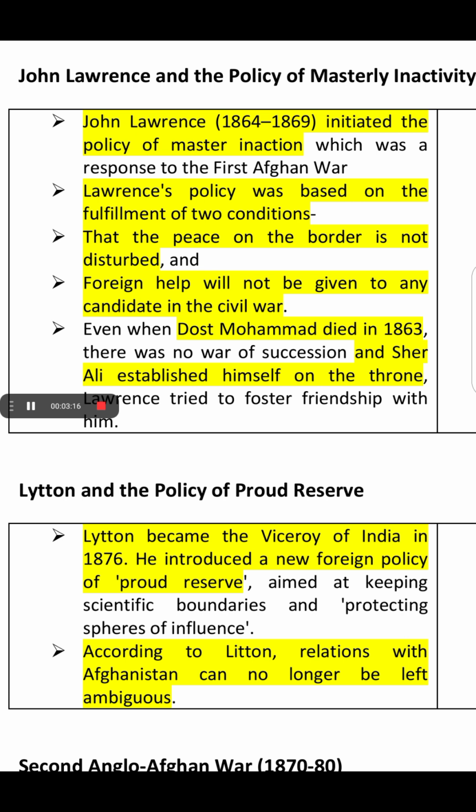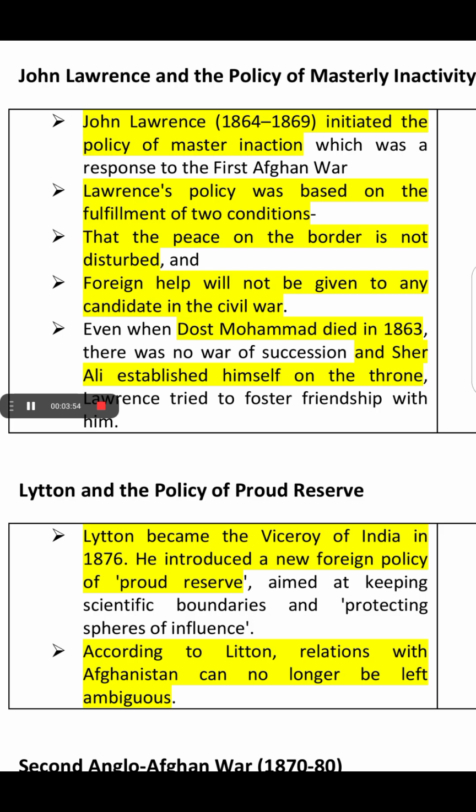So what happened? The Afghan king Dost Muhammad died in 1863 and his son became king peacefully, and there was no big fight. So what did John Lawrence do then? He said good job and tried to be friends with the new king. So what is masterly inactivity? It means to stay calm and not jump into every fight, wait and watch. And John Lawrence believed that peace and friendship were better than war.